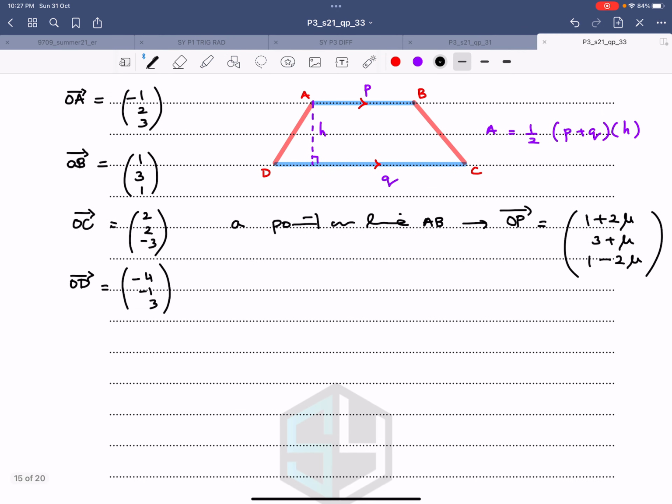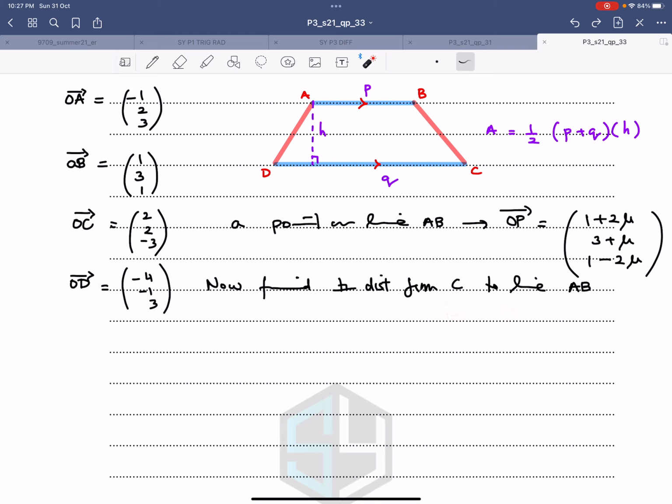So now, find the perpendicular distance from C to line AB. Now someone can ask this question: can we do it the other way around? Can we find it using a perpendicular distance from D to AB?